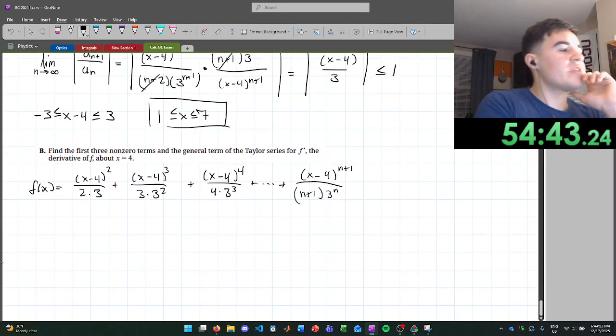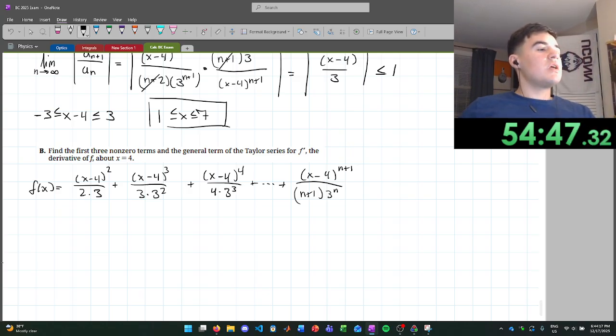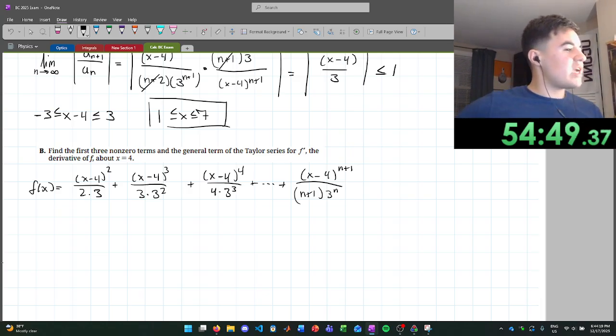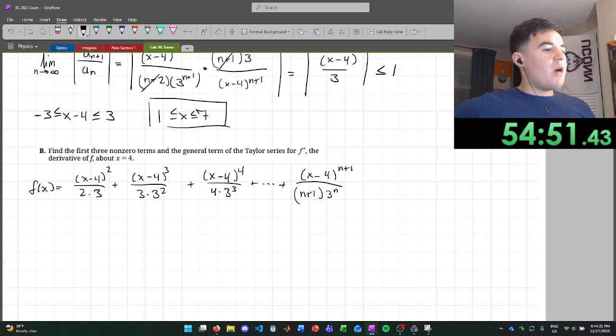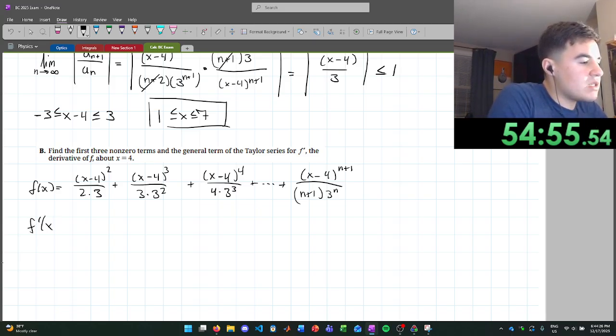Let's find the derivative of this. It says to find the first three non-zero terms and the general term about x equals 4. It doesn't mean to plug in x equals 4. So we find f prime of x, which is to take the derivative of each term. So drop down this 2. There's nothing else, there's no chain rule here.